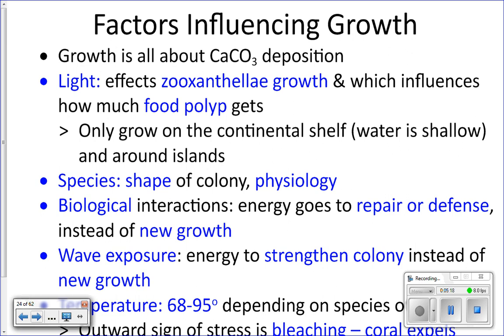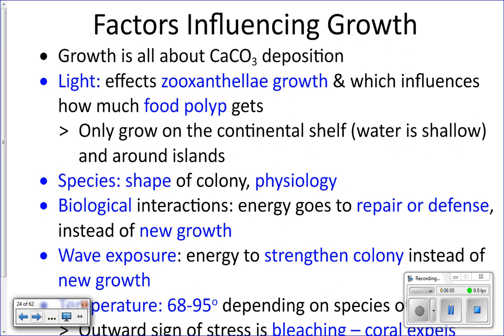And there's a bunch of different things that will affect how fast they're able to form that skeleton. One of the things is light. Remember, you have zooxanthellae that live inside their tissues, right? That are algae that give them most of their food. And those zooxanthellae need light to give them their food. So if they live in a place where they don't get much light, zooxanthellae can't produce much food, and the coral colony can't grow very fast. Right? So the amount of light that they get will determine how fast those coral colonies can grow. The more light they have, the faster they can grow.